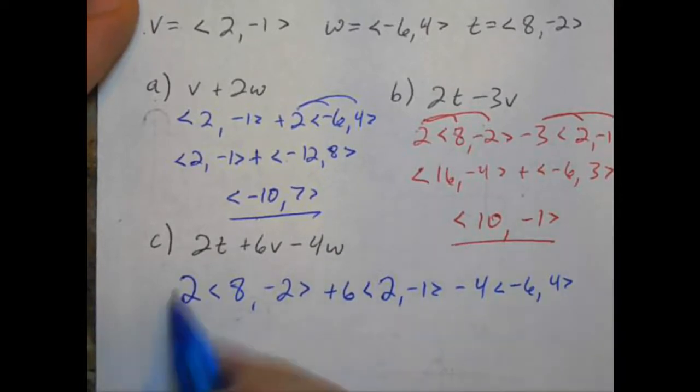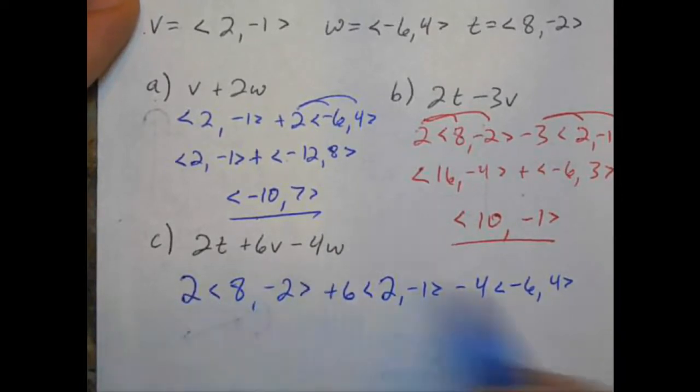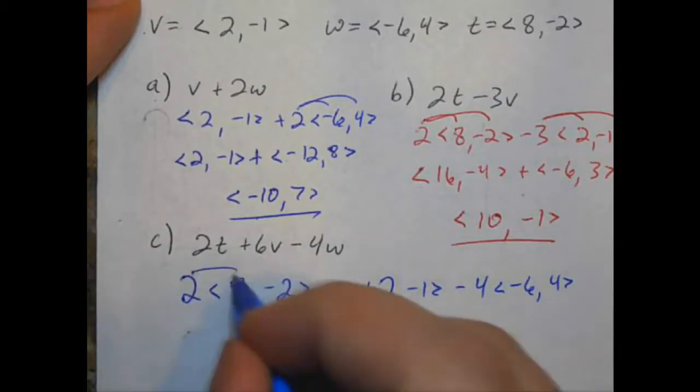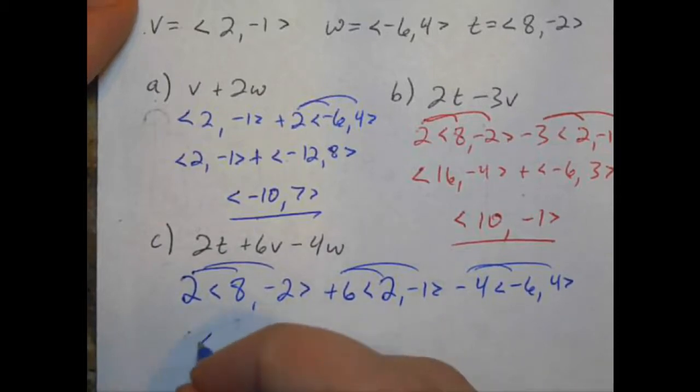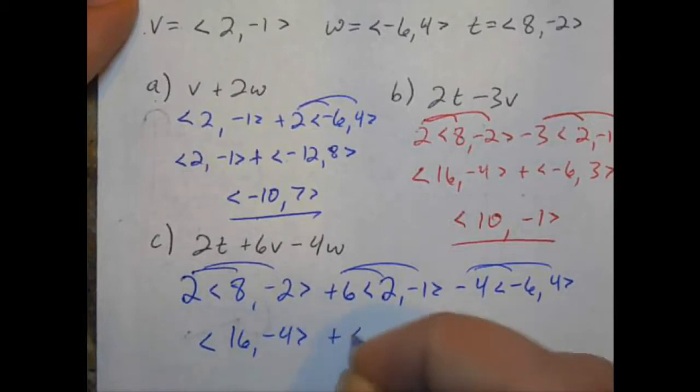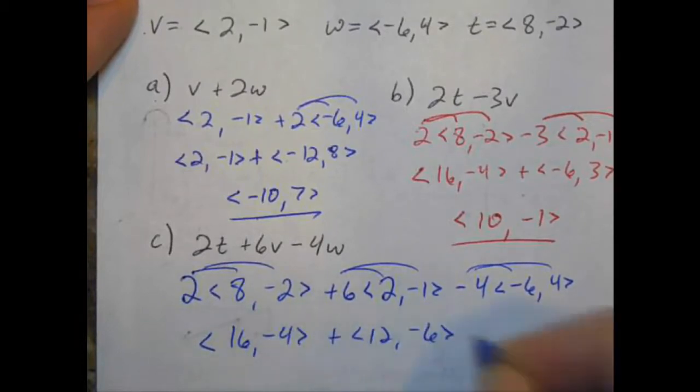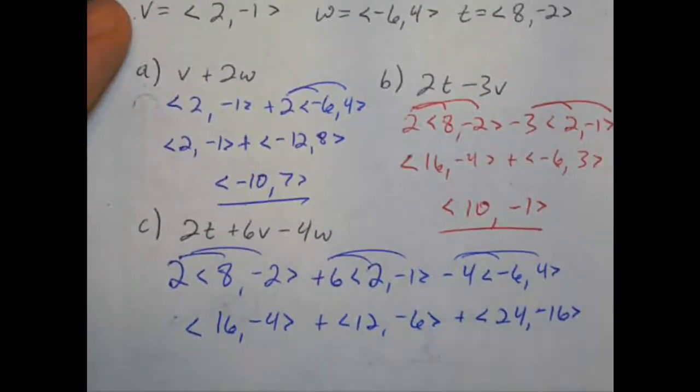Okay. All right. So this was 2 times t plus 6 times v minus 4 times w. So all I'm going to do here is just distribute, and distribute. I'm sorry, I should have turned the video off when I was doing all that. All right, so we have 16, negative 4 when I distribute the 2, 12, negative 6 when I distribute the 6, and I'm distributing the negative 4 into both of those to get that vector.